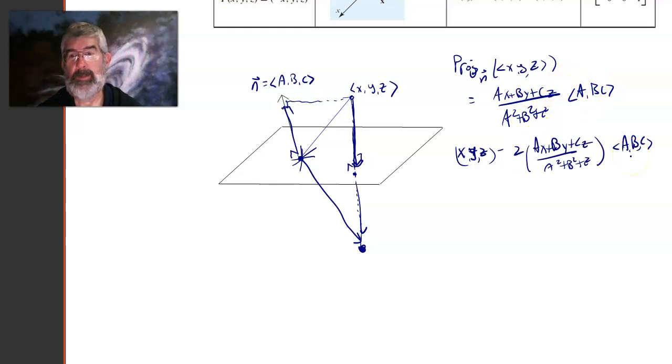Now that I have that formula, what I'm going to do is switch back to saying, where does 1, 0, 0 go? Where does 0, 1, 0 go? And where does 0, 0, 1 go? Because I think it's easier for me to just work with numbers.